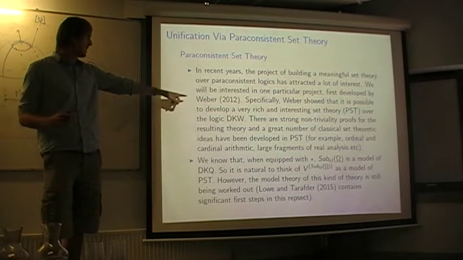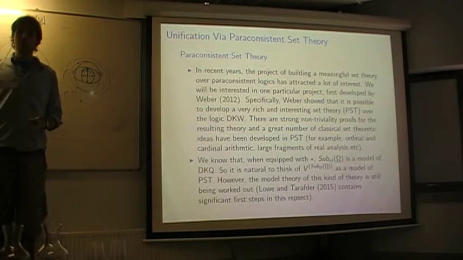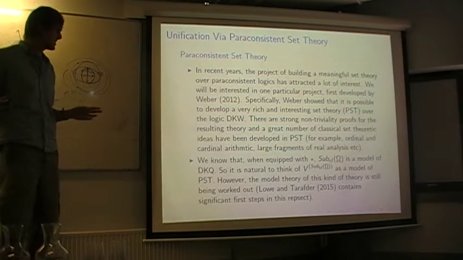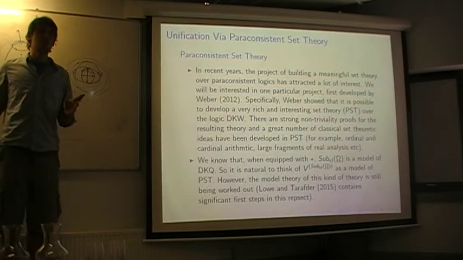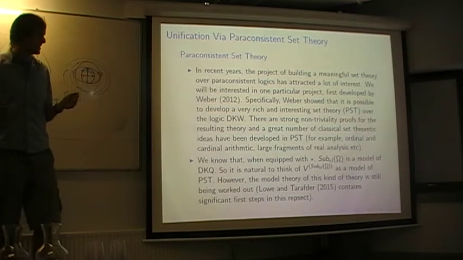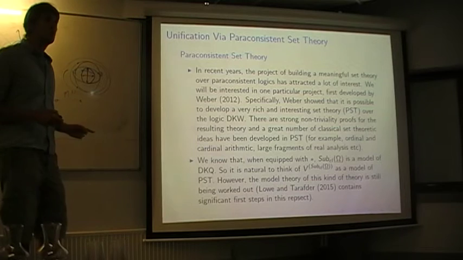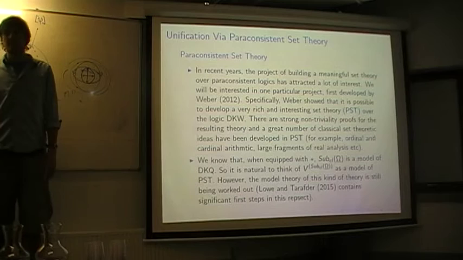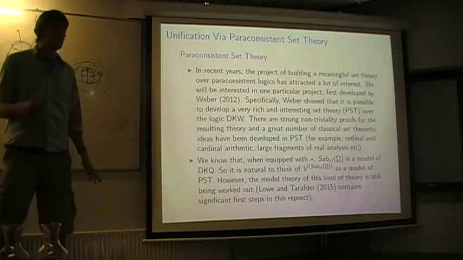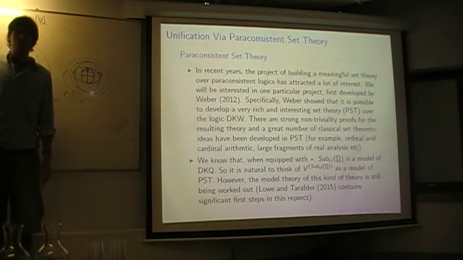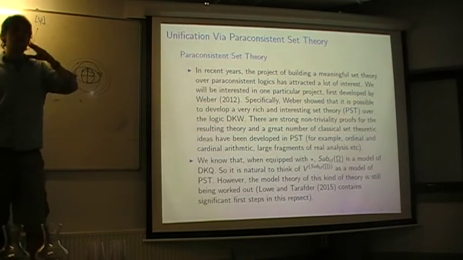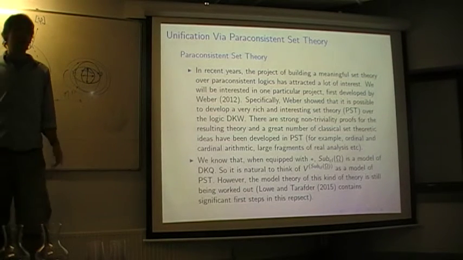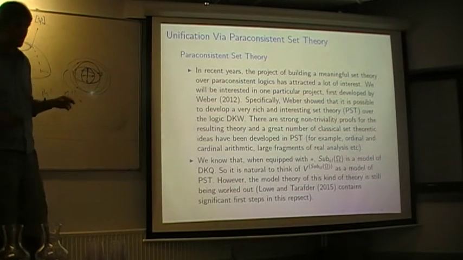Specifically, Zach Weber has had a series of papers in the last few years developing a particular form of paraconsistent set theory, and it's by far the best developed one in the literature. It's got strong non-triviality proofs. It's a very interesting theory, it seems. There are a lot of people working on the model theory right now. And the underlying logic is actually DKQ, not DKW. So the subclopens we know model this logic. Insofar as this theory is ever going to have algebraic valued models, our model will be a model of this theory.